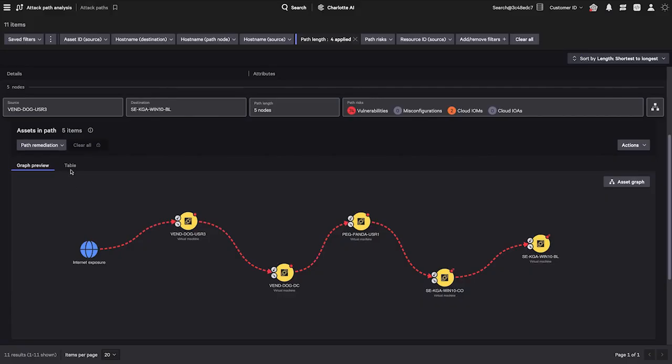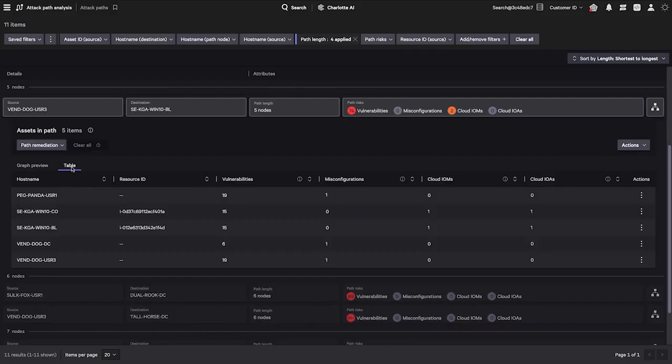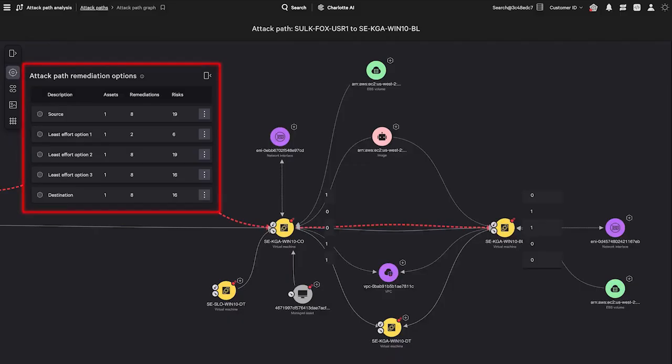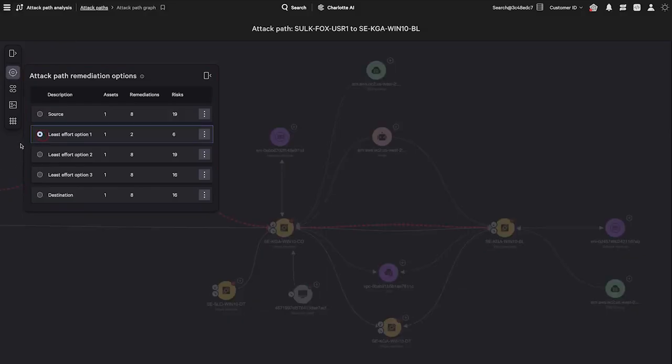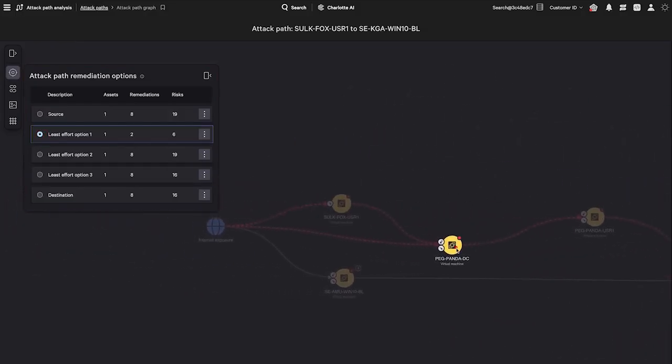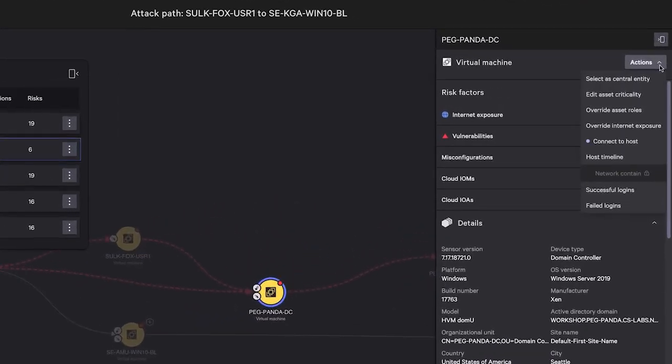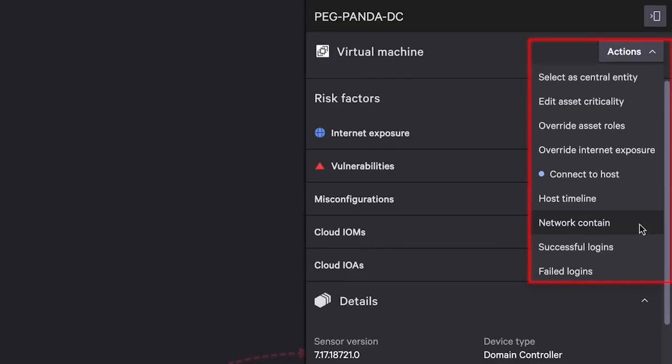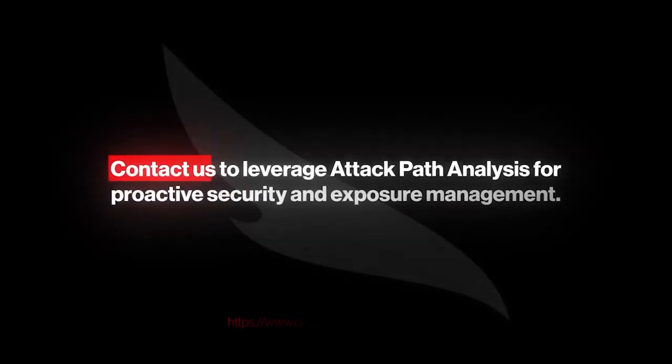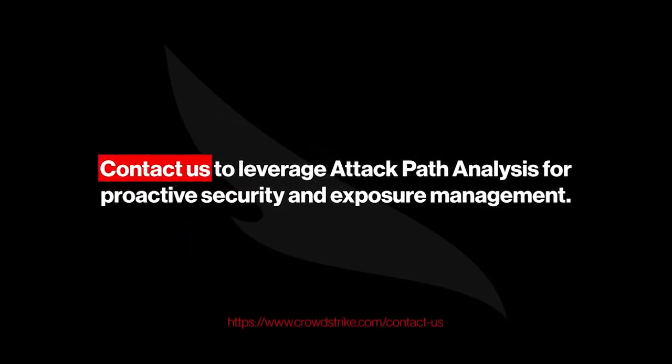Next, you select the table view to explore various predictors of attack gleaned from platform telemetry, including vulnerabilities and misconfigurations identified and prioritized by Falcon Exposure Management, as well as cloud indicators of misconfigurations and indicators of attack on the particular asset. By selecting the asset graph, low-effort and high-impact remediation recommendations are shown, enabling targeted actions to break critical attack paths before they can be exploited. During an emergency response, take quick targeted actions by network-containing choke points along the attack path to prevent further lateral movement. Contact us to leverage attack path analysis for proactive security and exposure management.